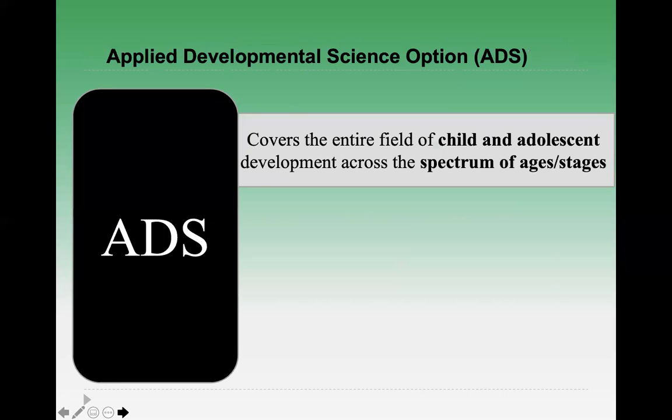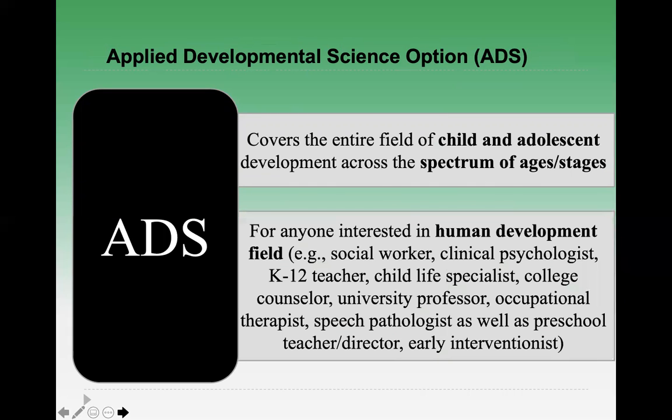Students choose this option if they're interested in the broad range of the field and looking at different ages and stages. And this is for anyone interested in human development altogether. So this might be for people who would like to become a social worker, a clinical psychologist, a K through 12 teacher, a professor, a speech pathologist, etc.